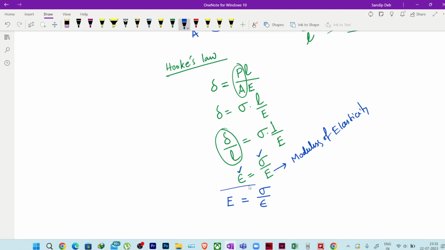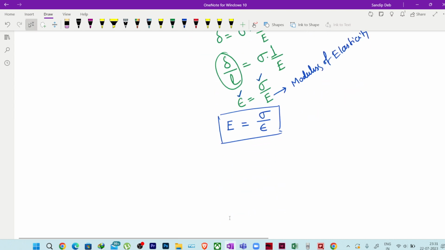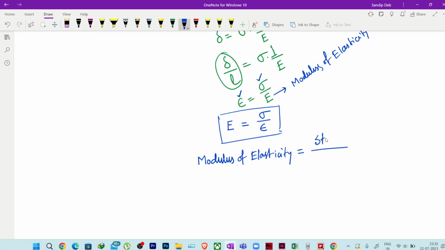So now what is the definition? What is the definition of modulus of elasticity? So we can say modulus of elasticity equal to stress by strain. So what do you understand by this?